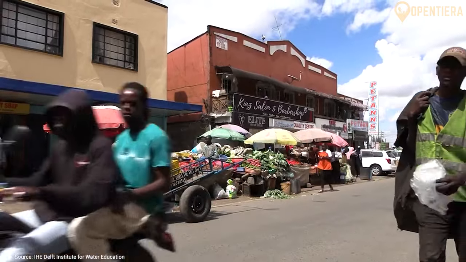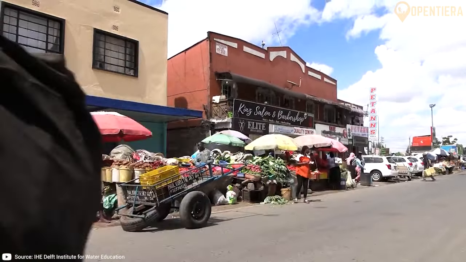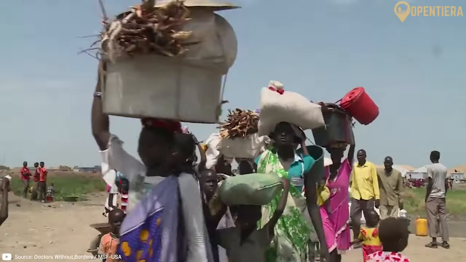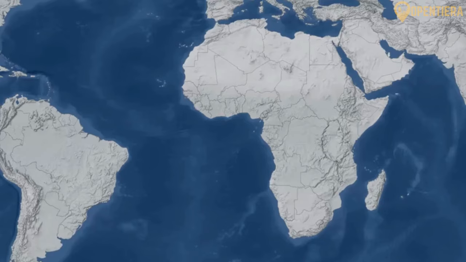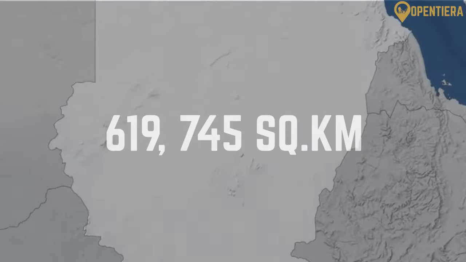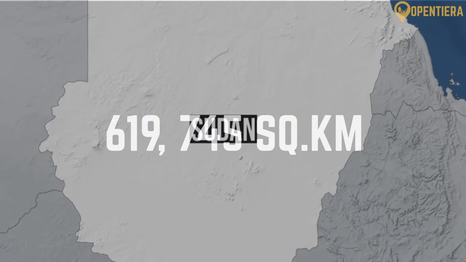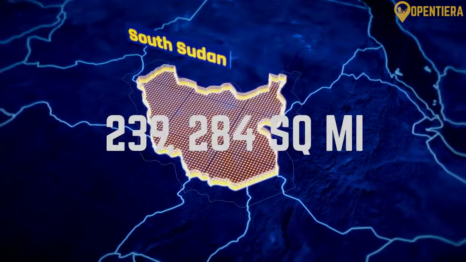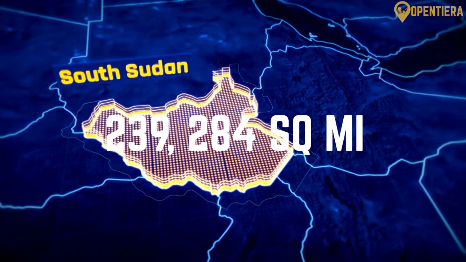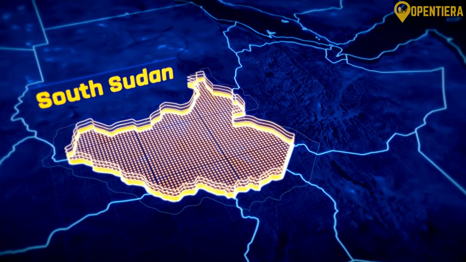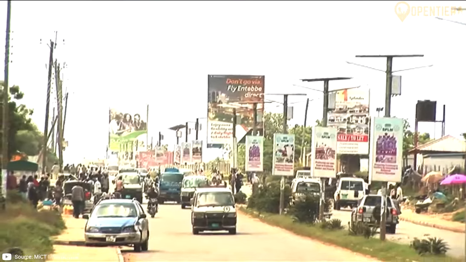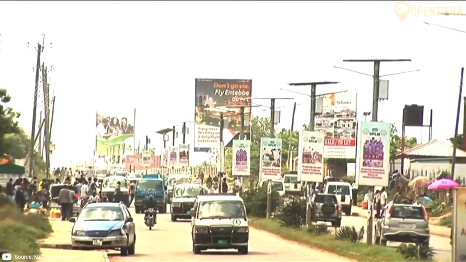South Sudan is the newest country in the world, having gained its independence from Sudan in 2011 after decades of civil war. South Sudan occupies a total area of 619,745 square kilometers, or 239,284 square miles, making it larger than France in size. The capital and largest city is Juba, located in the center of the country.